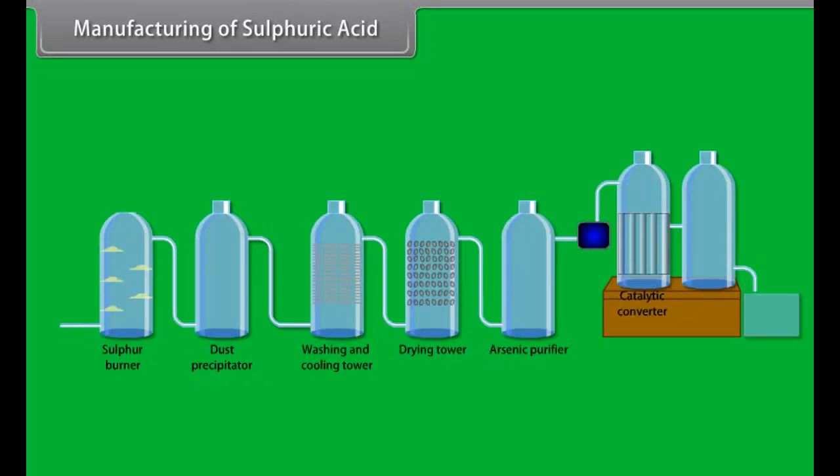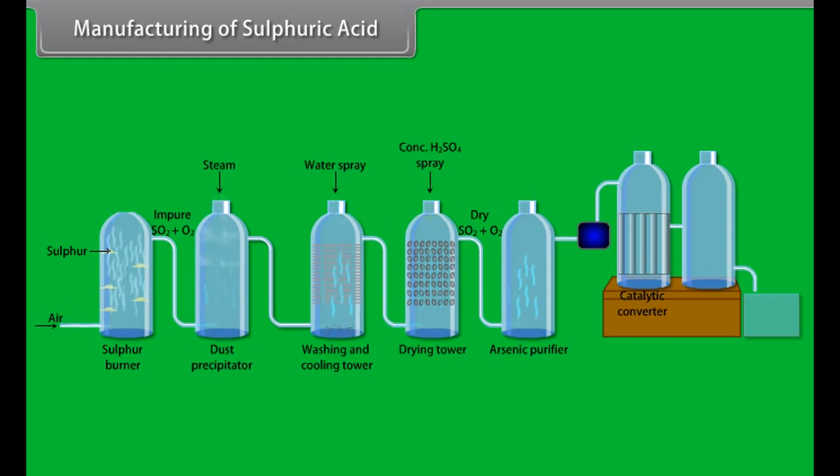Manufacturing of sulfuric acid. The manufacturing of sulfuric acid starts from the sulfur burner. Here, sulfur dioxide is produced. This sulfur dioxide passes through a dust precipitator, which removes dust from the gases. A scrubber is used to remove the soluble impurities. After that, a drying tower removes the moisture from the gases. Then, gases pass through an arsenic purifier, which removes impurities of As2O3.